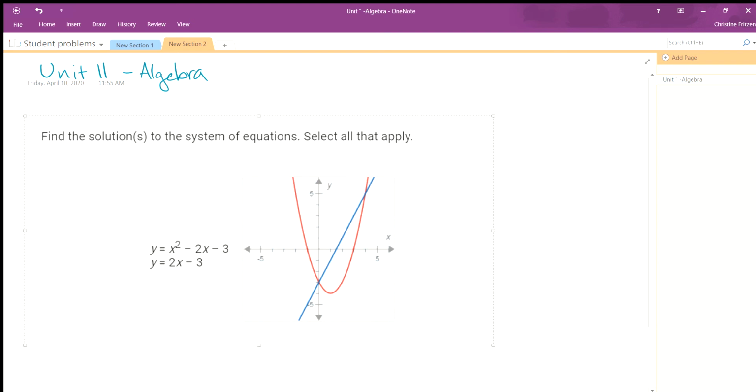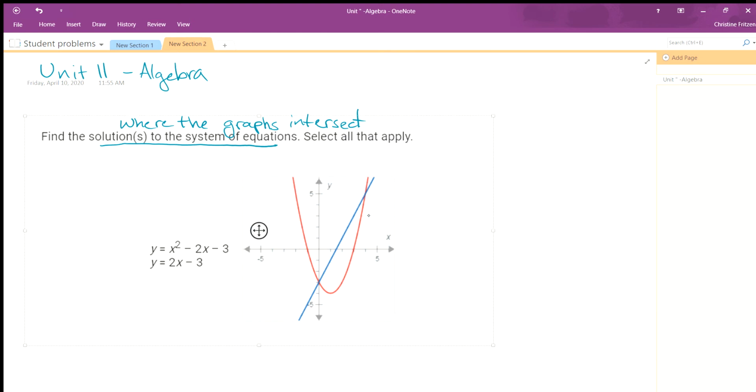Okay, so for this problem, we are looking for the solutions to a system of equations. And solutions to any system of equations, whether you have two lines or a linear equation and a quadratic equation or whatever type of lines or graphs that you have, is always going to be the intersection. So where the graphs intersect. So in this case, we have an intersection point, a point of intersection there.